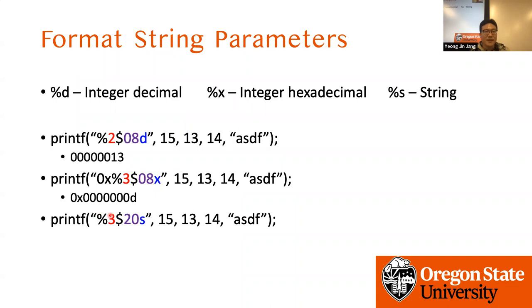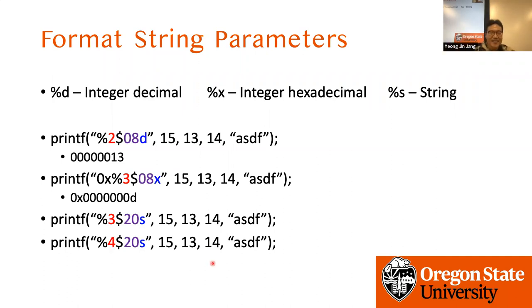And then %3$20s. What will this result in? It will dereference which number? 14. Then what will happen? Yes, you have seen this a lot: segmentation fault, because 13 is not a valid address. So this results in the segmentation fault. Then %4$20s. The fourth argument is this one, right? So it will print out something like this.